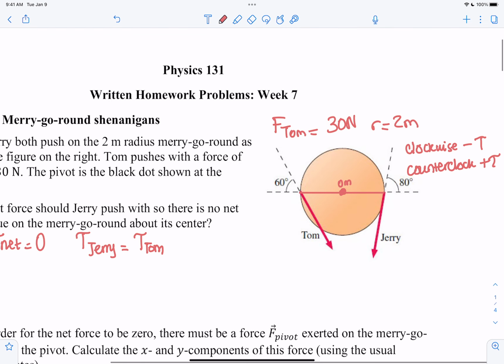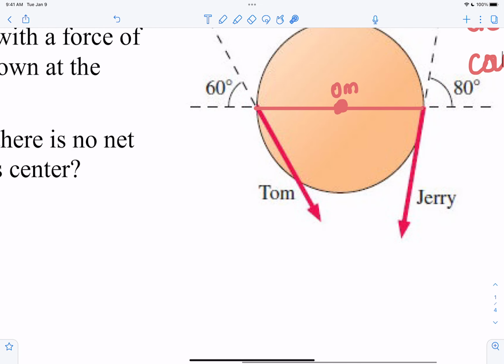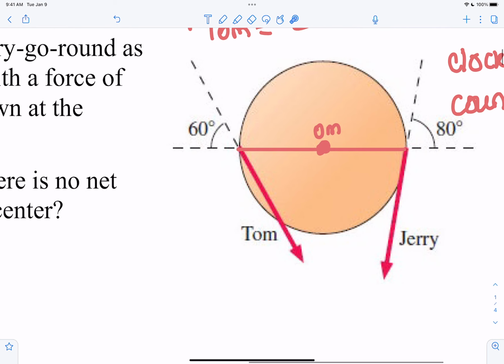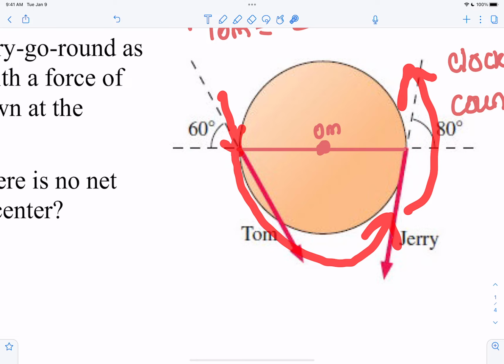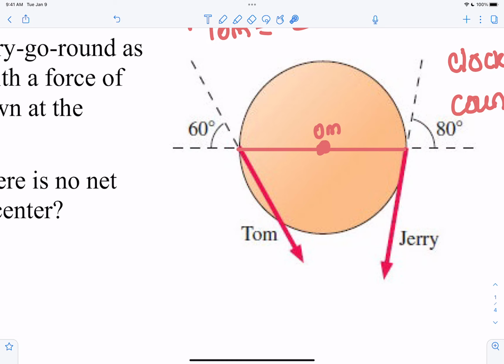So we want to look now at Tom's torque right here. What direction is that going? Imagine you're pushing this way on the merry-go-round, what direction is that merry-go-round going to go? Clockwise or counterclockwise? Exactly, right? It's counterclockwise, because if it pushes it like this, kind of pushes it down, then that whole merry-go-round goes this way, and you can see that's counterclockwise.